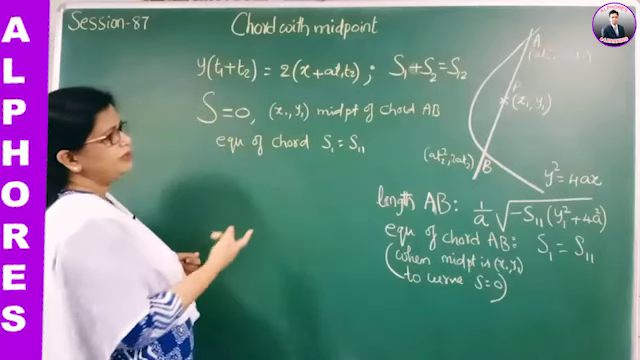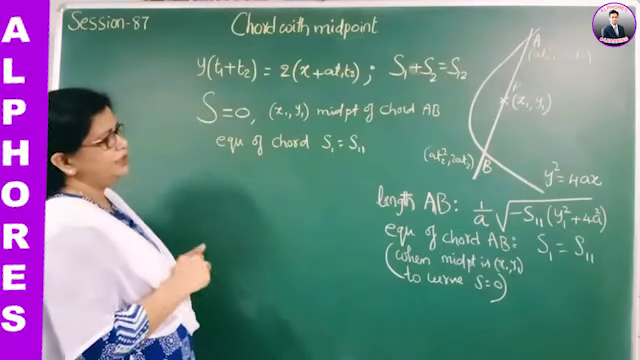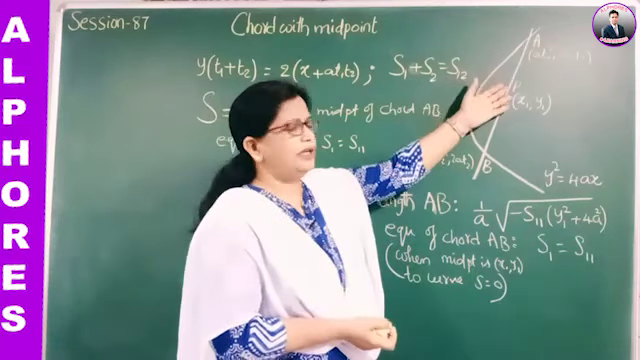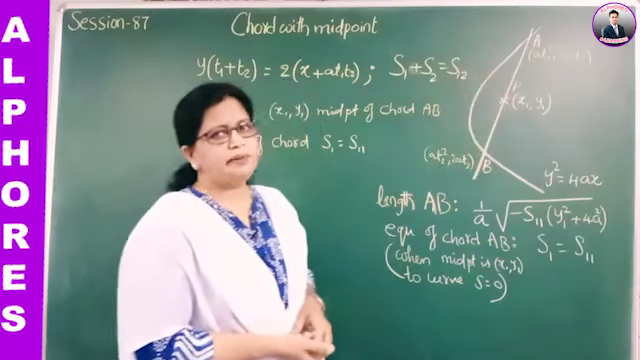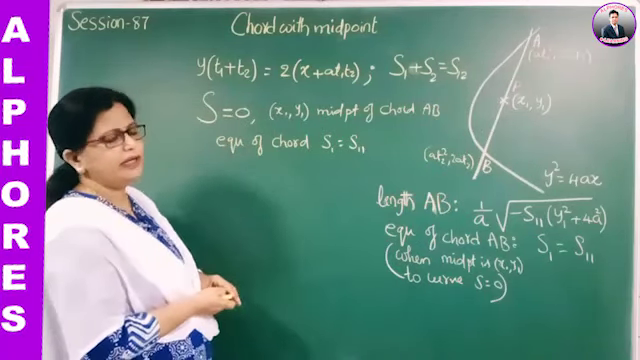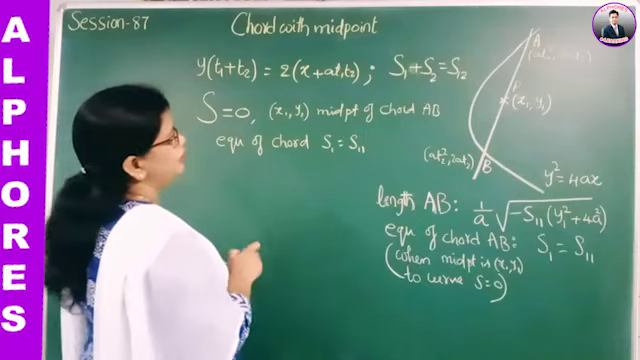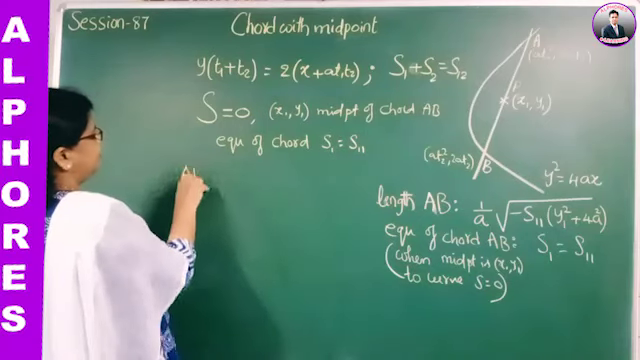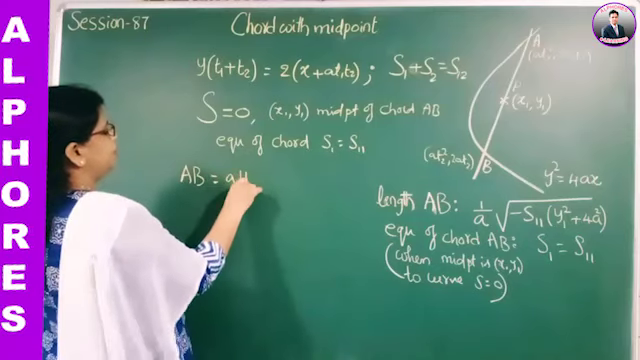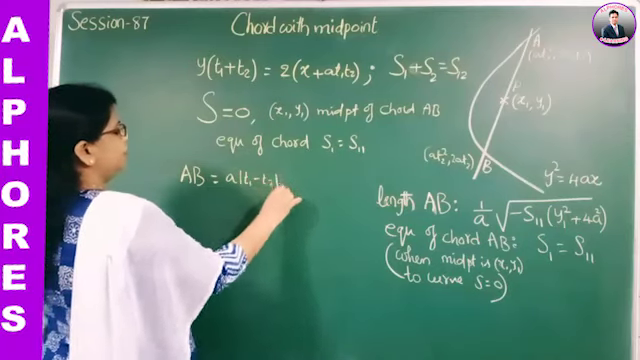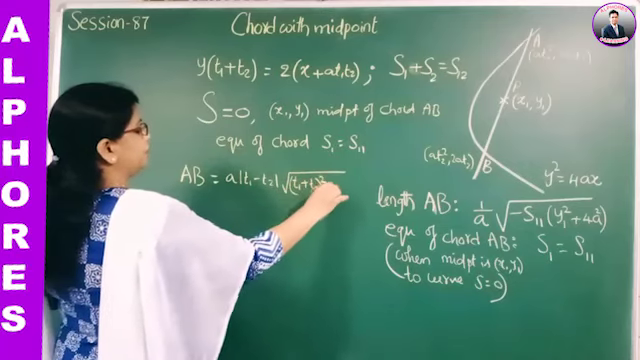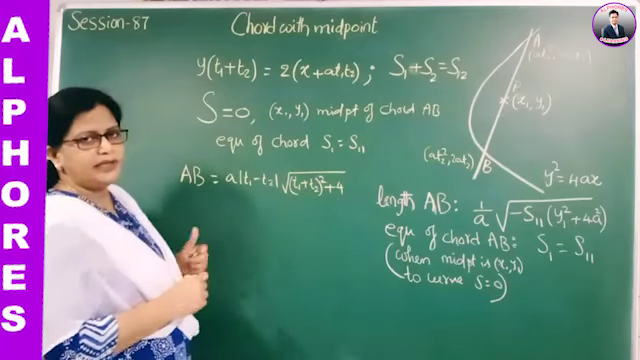Now we can again obtain the length. Earlier we found the length of AB. For numerical problems, no formula is necessary; you can directly make use of the distance formula. Whereas when it is in parametric form, a conceptual one, you can make use of the formula. Already we have done that the length of the chord AB is a into mod of (t1 minus t2) into under root of ((t1 plus t2) whole square plus 4). This is the formula we derived earlier.